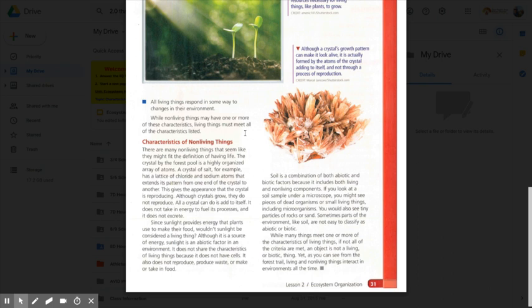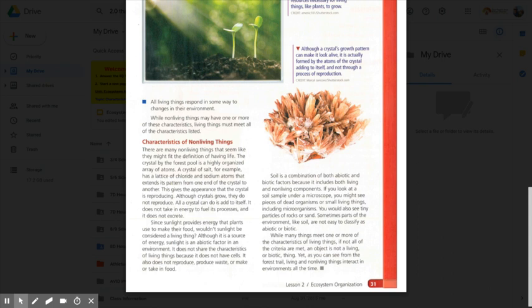Characteristics of non-living things. There are many non-living things that seem like they might fit into the definition of having life. The crystal by the forest pool is a highly organized array of atoms. A crystal of salt, for example, has a lattice of chlorine and sodium atoms that extend its pattern from one end of the crystal to another. This gives the appearance that the crystal is reproducing. Although crystals grow, they do not reproduce. All a crystal can do is add to itself. It cannot take its energy to fuel its processes, and it does not excrete.